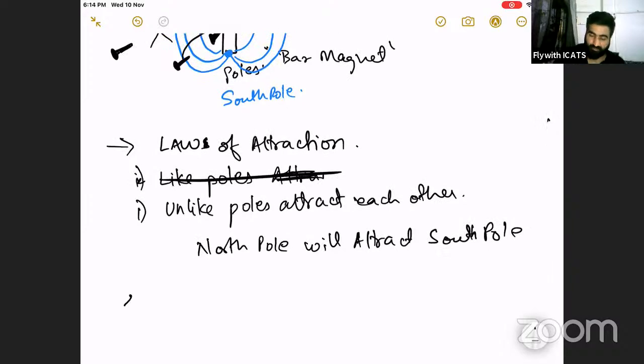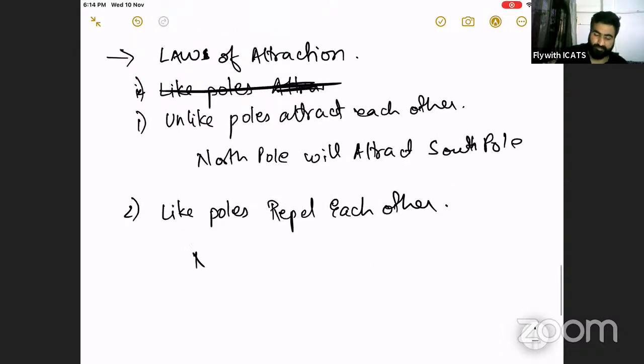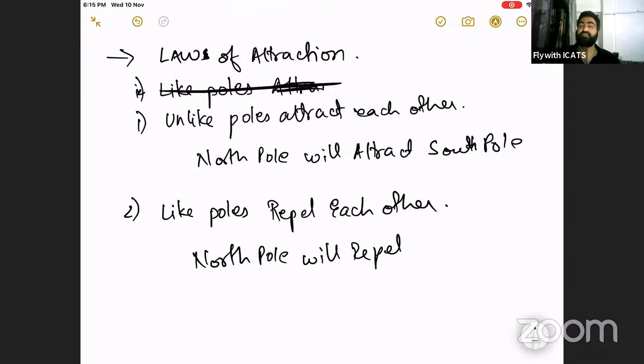And the law of attraction can also be called the law of repulsion, when you say like poles repel each other, which means the North Pole will repel the North Pole of the other magnet. When I say repel, it is the opposite of attract. Attraction is pulling, repulsion is pushing. Now, these two laws are highly important for you to understand everything about compass magnetism, earth magnetism, and so on. Sounds simple? It is very simple.